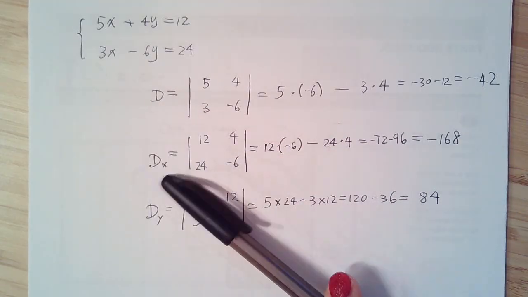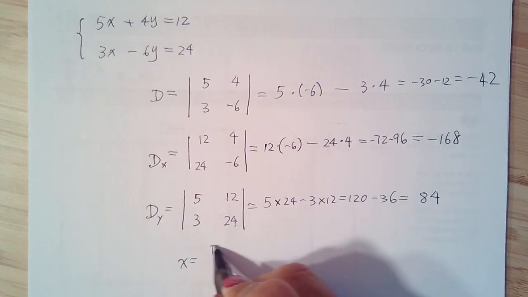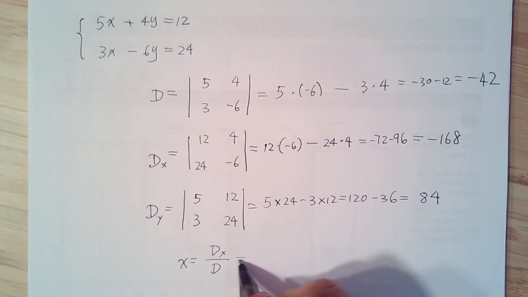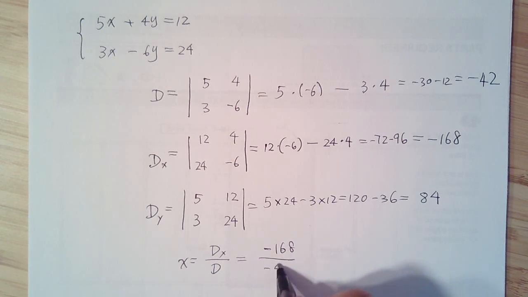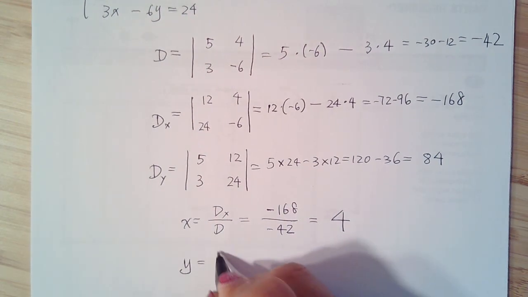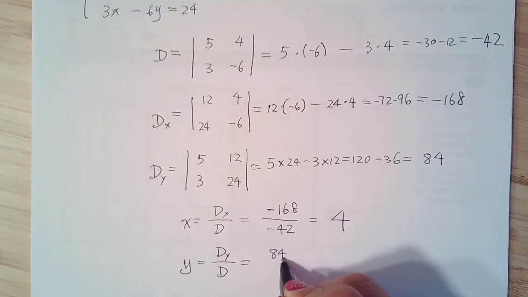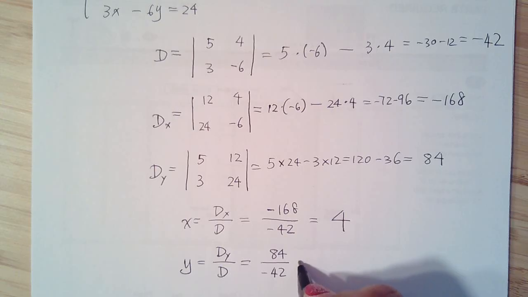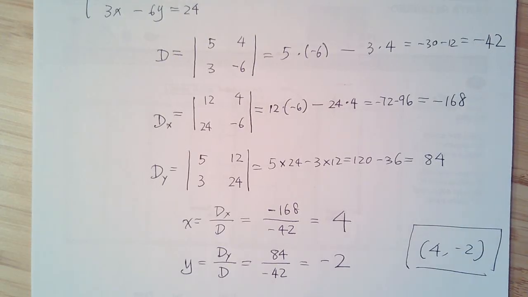So I got d, I got dx, I got dy. Mr. Cramer says x equals dx over d, which is negative 168 over negative 42. That's 4. And then y equals dy over d, which is 84 divided by negative 42. My answer is negative 2. So my answer is 4, negative 2. Done. Isn't it much easier, much faster?